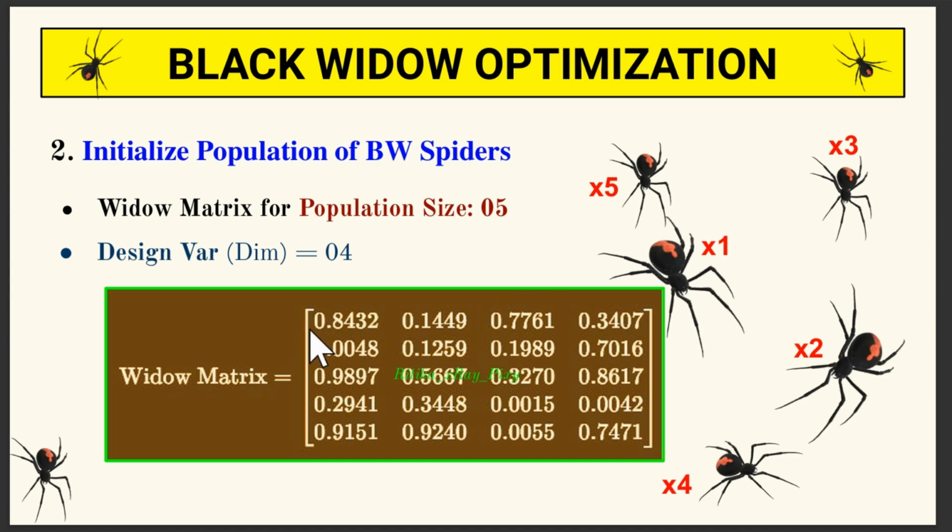For example, for the first widow we have 0.8432, second variable 0.1449, third variable 0.7761, and the fourth variable we have 0.3407. So this is row 1. Like that we have row 2, row 3, row 4, and for the fifth widow we have row 5. So here each row represents a widow, that is a solution, and each column represents a variable.